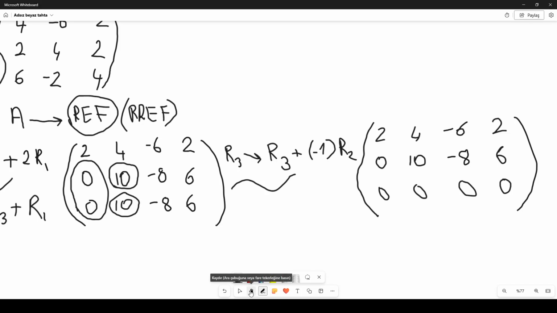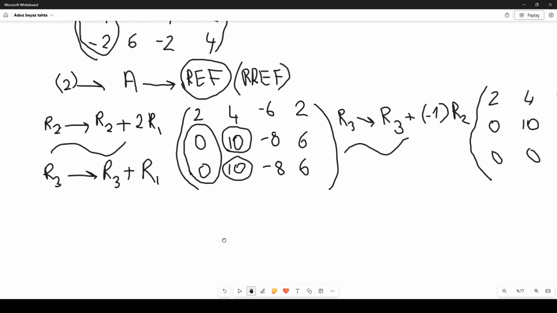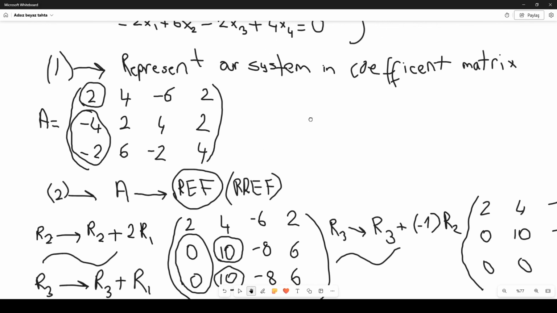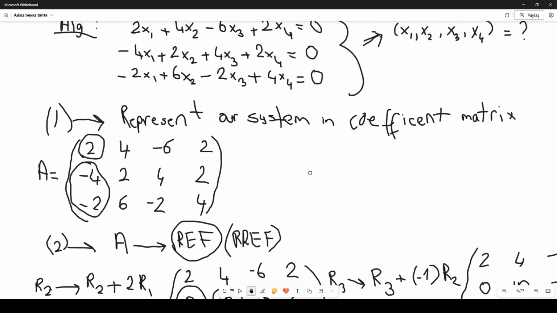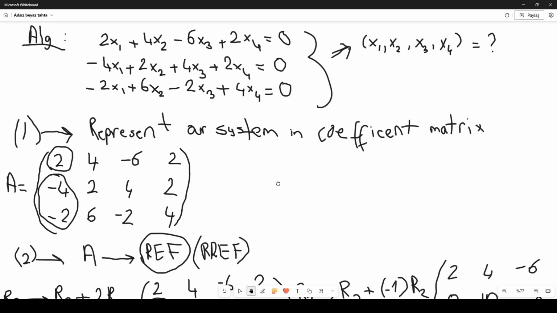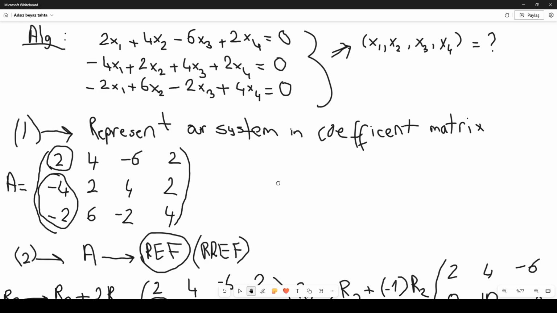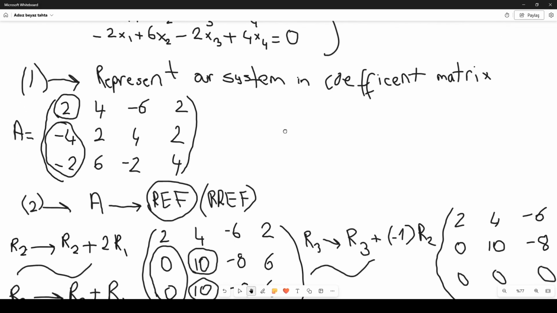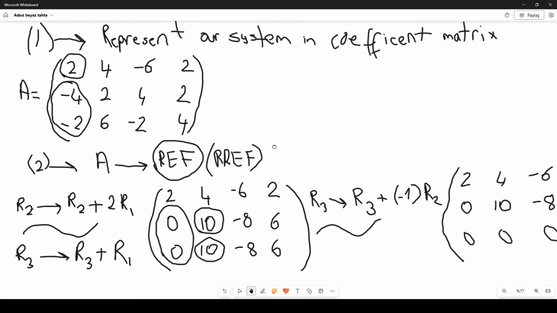Alright guys, now this is the second step. Okay, let's recap again. After we are done with each step, we just remember where we started and where we reached so far. Okay, the first thing we did is we just represent our system in the coefficient matrix, not in the augmented matrix, as I warned you about that actually.